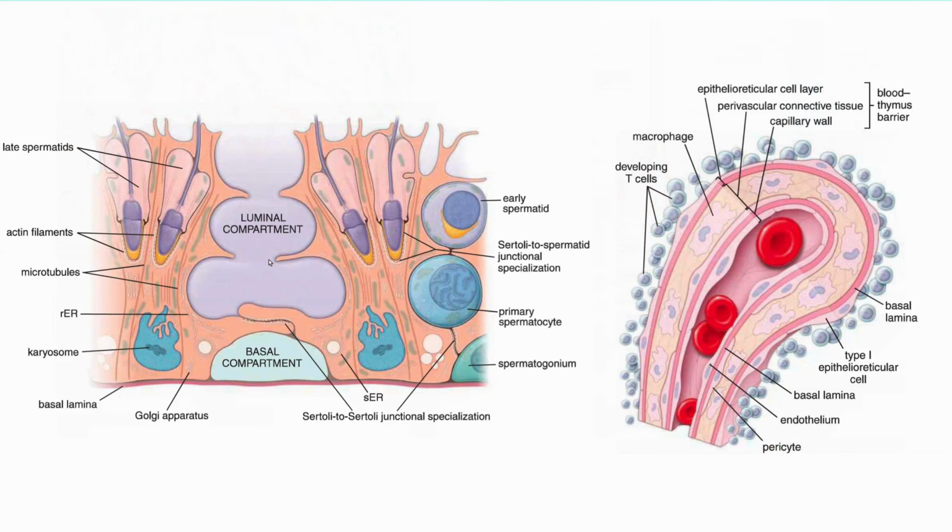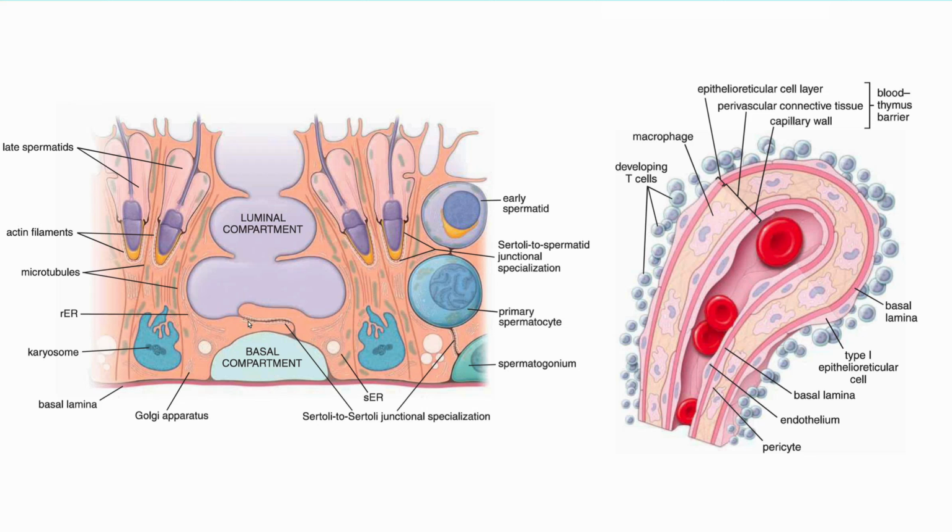The next one will be the blood-testis barrier. We can see the Sertoli cells very clearly over here. These are the Sertoli cells. This is one Sertoli cell. These are the processes of adjacent Sertoli cells together forming a tight junction, thereby separating the compartment into a luminal compartment and a basal compartment. This is the blood-testis barrier which is formed by the Sertoli cells.